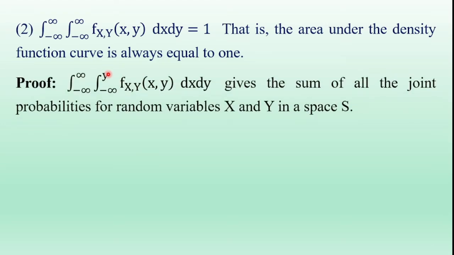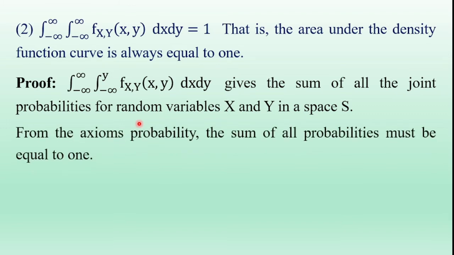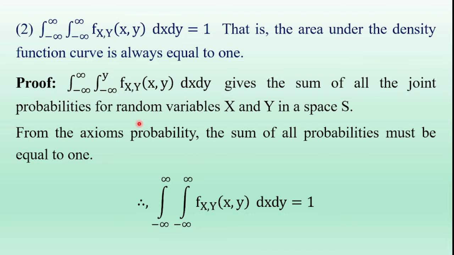And now coming to the proof, the double integral of f_XY(x, y) dx dy gives the sum of all the joint probabilities of random variables X and Y in the sample space S. From the axioms of probability, the sum of all the probabilities must be equal to 1. That is, the double integral from minus infinity to infinity of the joint probability density function dx dy is equal to 1. So this is the second property.